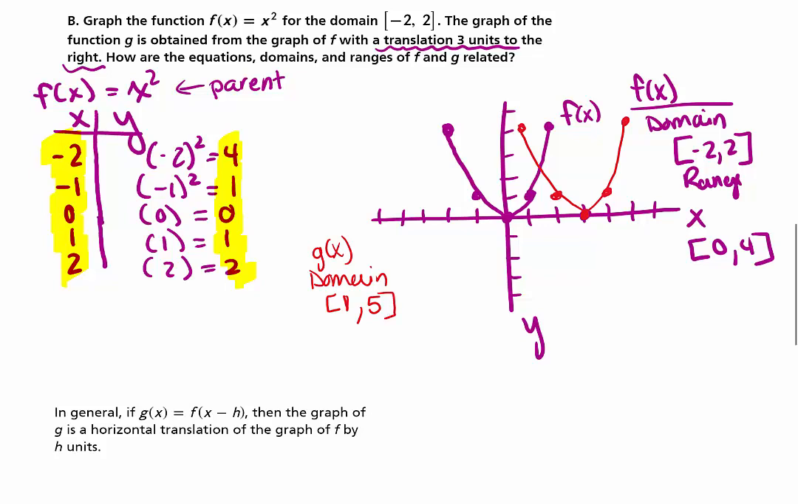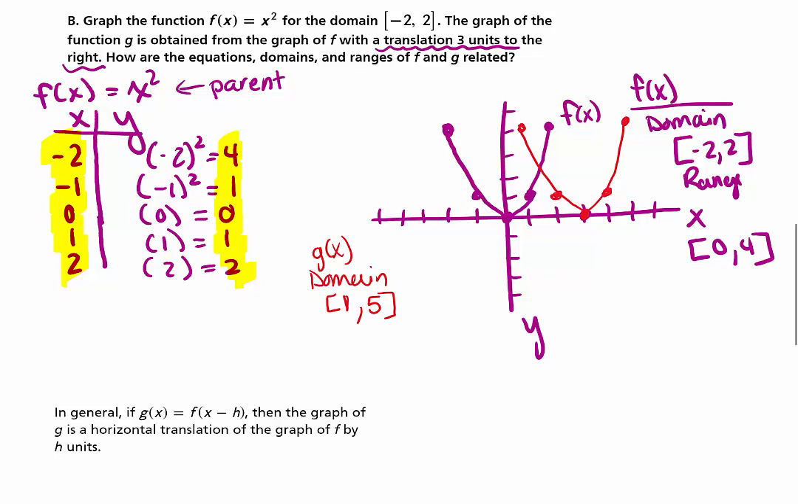5. So let's look at our original domain. We had -2, and that makes sense. We added 3 to it, so it's now become 1 as our minimum. And our maximum domain was 2, and we added 3 to it, and now it's 5.